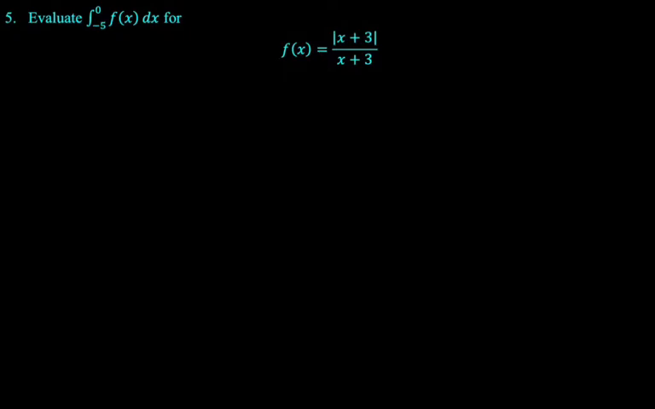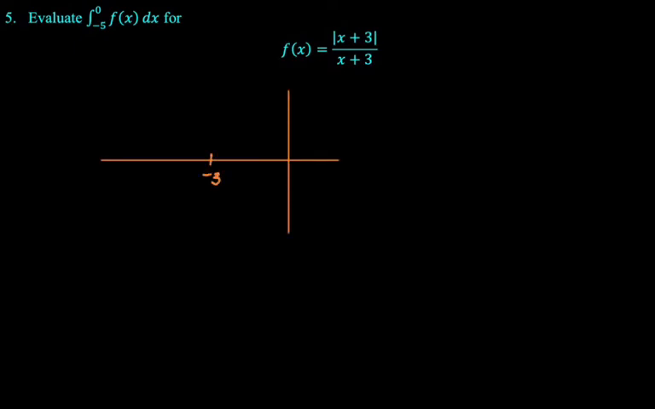Evaluate the integral from negative 5 to 0 of f of x dx, where f of x is the absolute value of x plus 3 over x plus 3. I feel like we haven't seen this function in a while, but I could be wrong about that. I'm going to graph it and just base my answer on the graph, right? I know that this is the graph of the absolute value of x over x just shifted 3 units to the left.